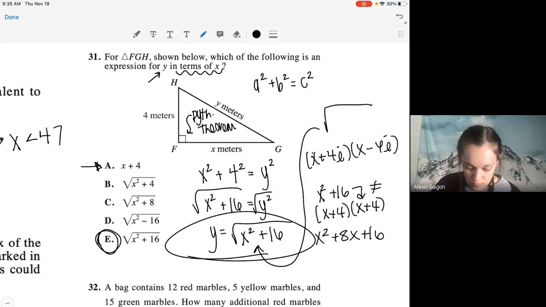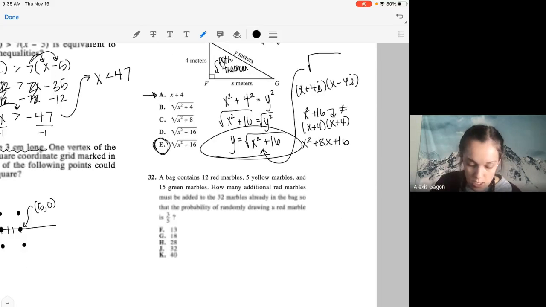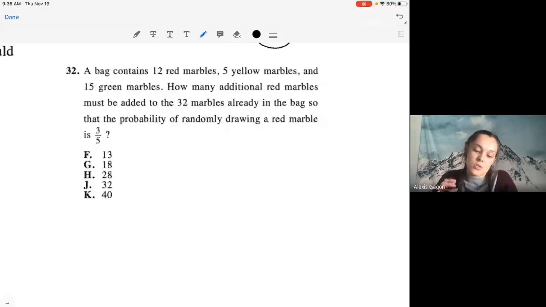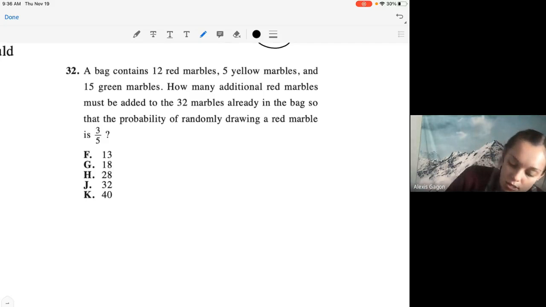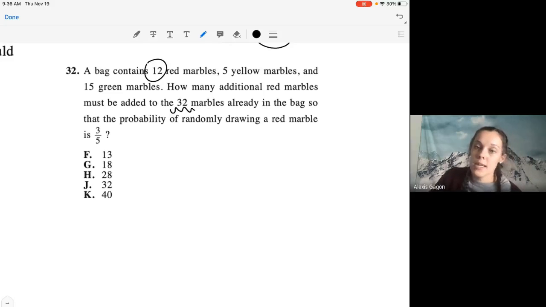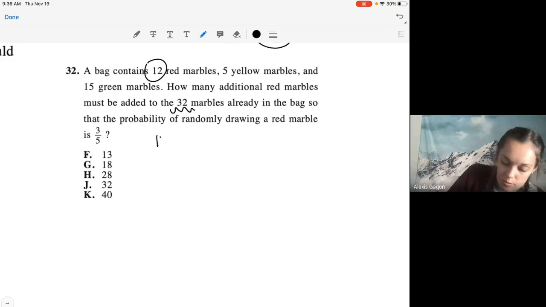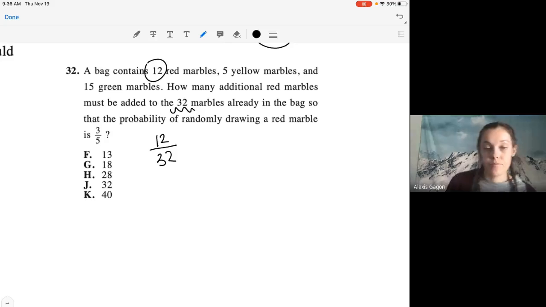Okay. All right, let's do this last one. So a bag contains 12 red marbles, 5 yellow marbles, and 15 green marbles. We want to know how many additional red marbles must be added to the 32 already in the bag so that the probability is 3/5. So right now, we know that there's 32 marbles total, and we know that 12 of those are red. So right now, the probability of drawing this would be 12 out of 32. And we want that to be 3/5.